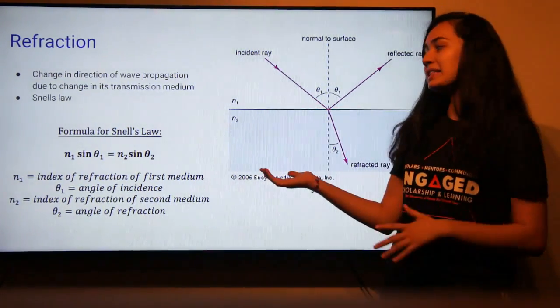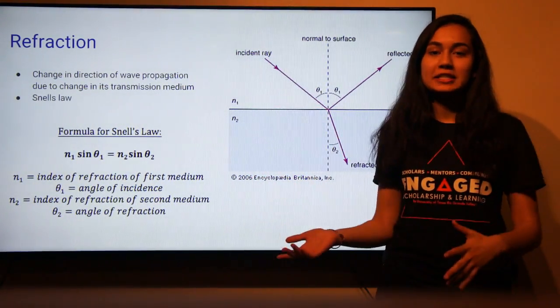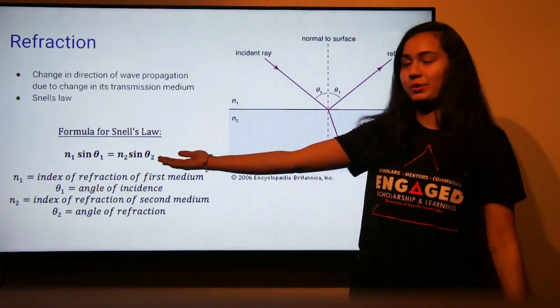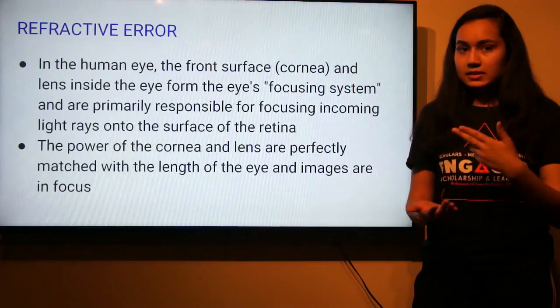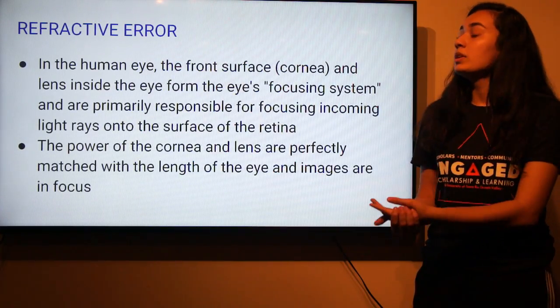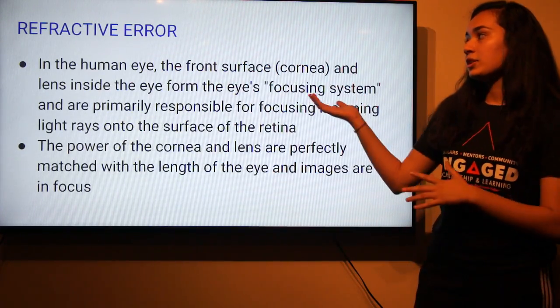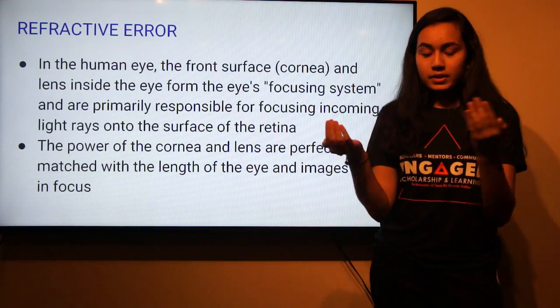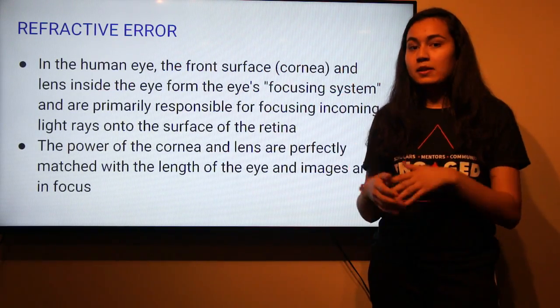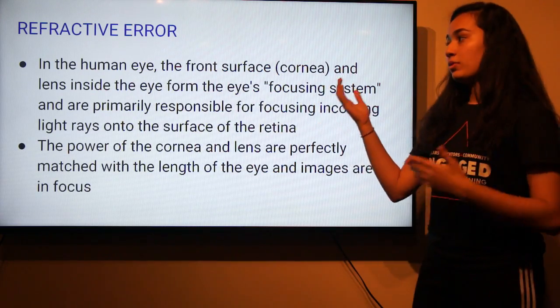The formula typically related to refraction is Snell's law, which is shown here. And the main reason we have glasses, contact lenses, or even do LASIK is in order to correct refractive errors in our eye. Since our cornea has the ability to refract rays, when it doesn't work properly, that's called a refractive error.